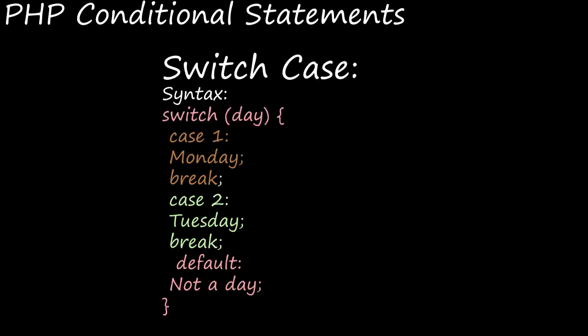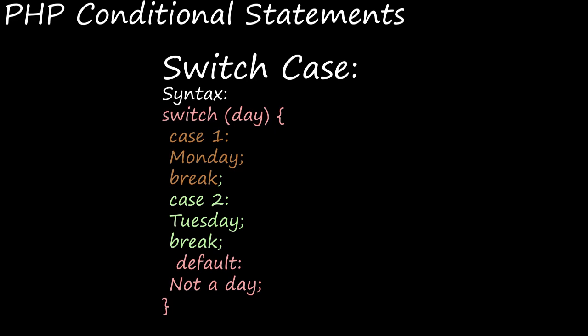For a simple example, I'll say switch and days you are giving. Switch of days. Case 1, here we can give Monday, break. Case 2, Tuesday, break. Case 3, Wednesday, break. And default, not a day. Likewise, on the output side, if you are giving 1, it will display Monday. If you are giving 2, it will display Tuesday.